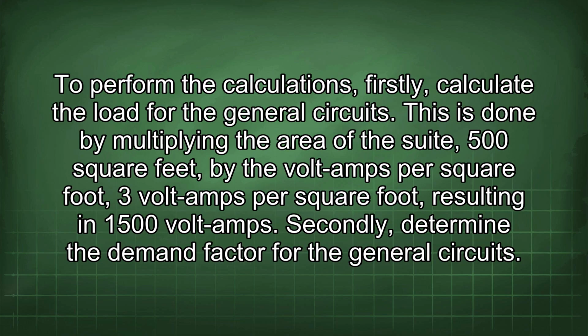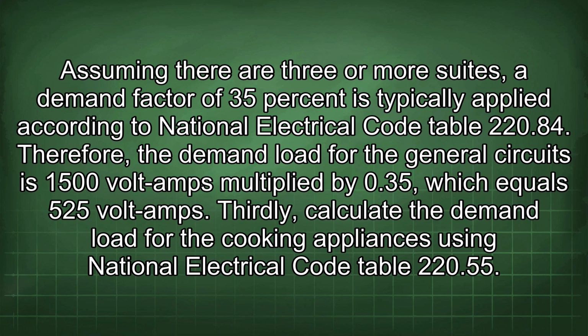To perform the calculations, firstly, calculate the load for the general circuits. This is done by multiplying the area of the suite, 500 square feet, by the volt-amps per square foot, 3 volt-amps per square foot, resulting in 1500 volt-amps. Secondly, determine the demand factor for the general circuits. Assuming there are 3 or more suites, a demand factor of 35% is typically applied according to National Electrical Code Table 220.84. Therefore, the demand load for the general circuits is 1500 volt-amps multiplied by 0.35, which equals 525 volt-amps.